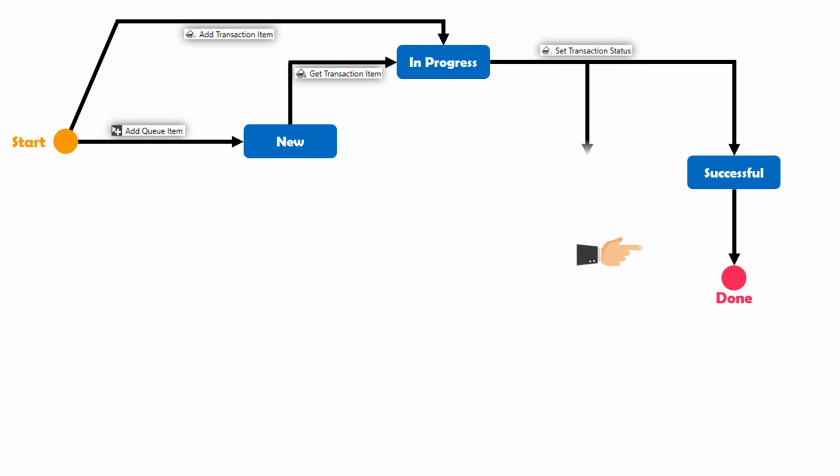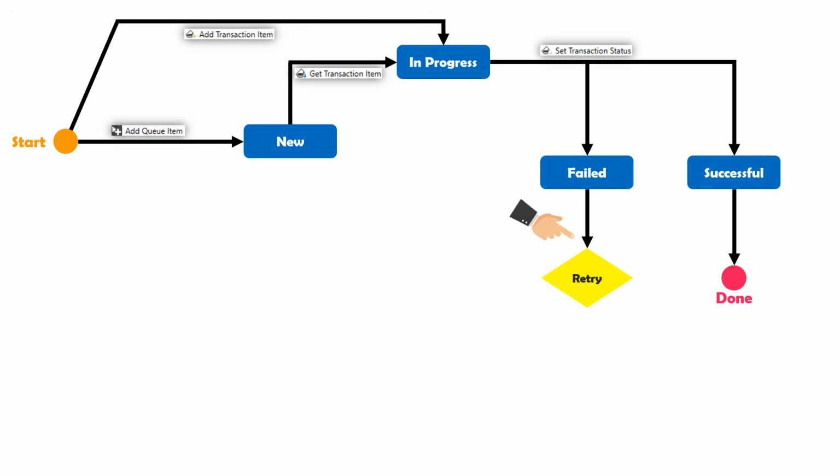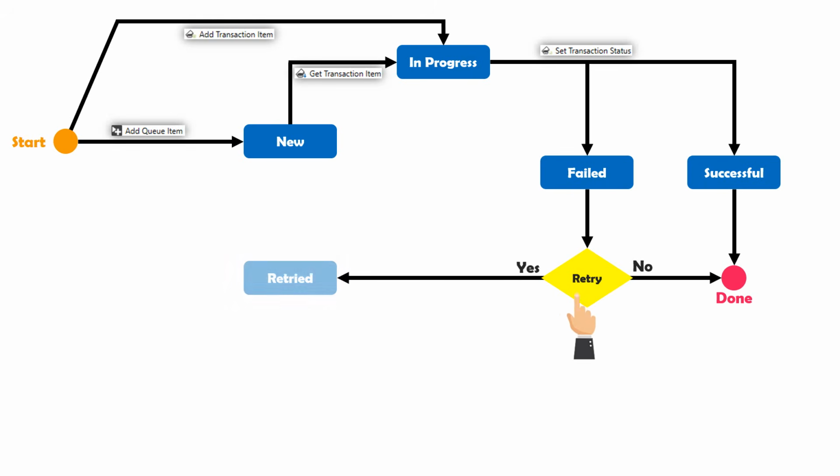Or the item has not been processed successfully. In this case, the item gets the status Failed. In the queue settings there is the possibility to retry failed items. You can specify whether an item may be retried and how often. This means that after the Failed status, a check is made as to whether the items in this queue may be retried or not. If retry is not allowed, then the item is finished and will no longer be processed. But if retry is allowed, the item gets the status Retried.